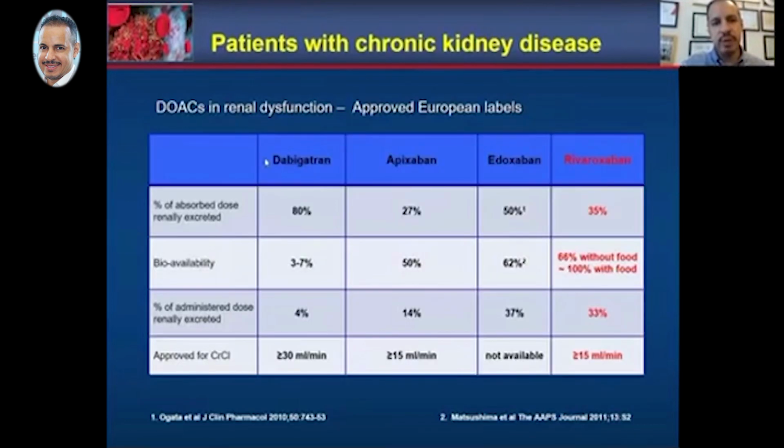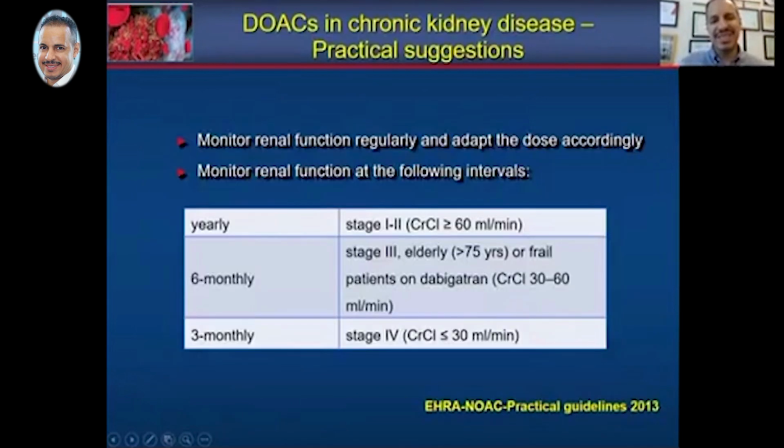You have to make sure about renal dysfunction. You have to know that the renal excretion for rivaroxaban is 35%, apixaban is the least renally excreted at 27%, and dabigatran is the highest at about 80%. They are approved for creatinine clearance more than 15 for apixaban and rivaroxaban, and for dabigatran more than 30. I'm not sure about edoxaban; it was just recently introduced to the market in Saudi Arabia.